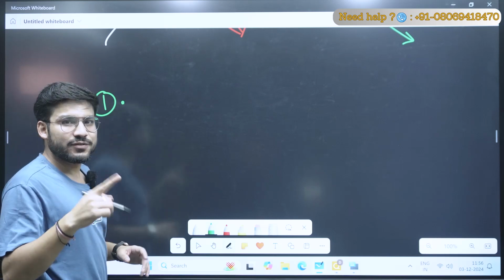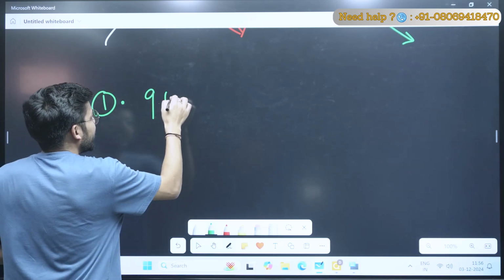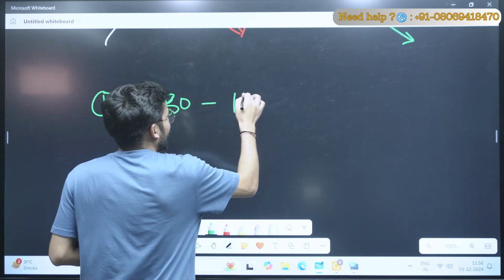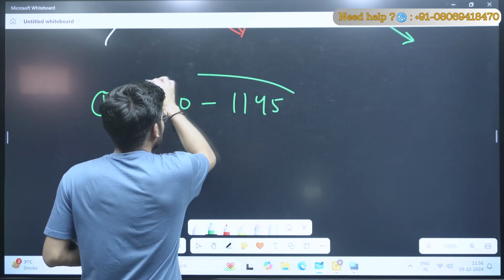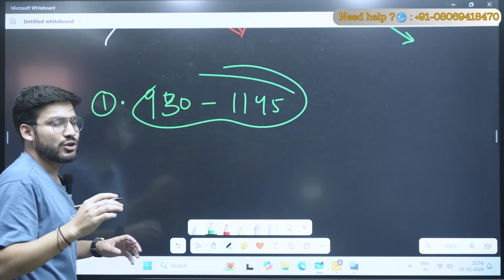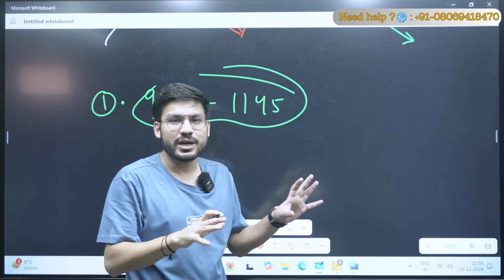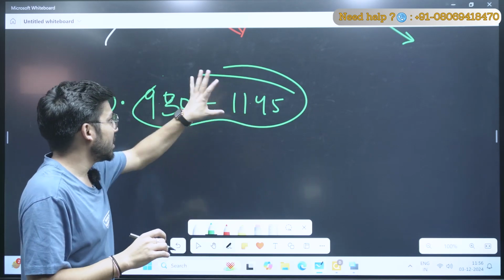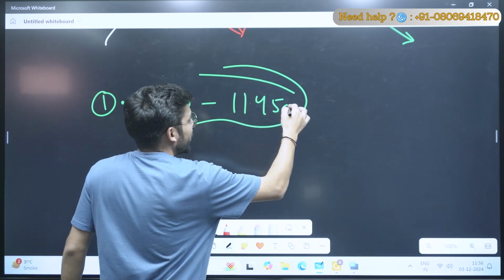this trading strategy will only be applicable from 9:30 to 11:45, because after that this strategy will not be very significant or efficient. Okay, so that is the time frame that you have to follow. Okay, 9:30 to 11:45 only.